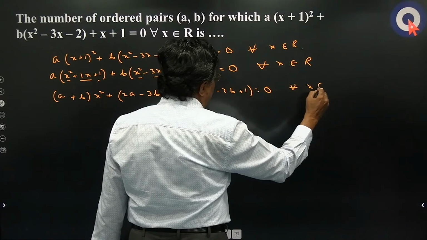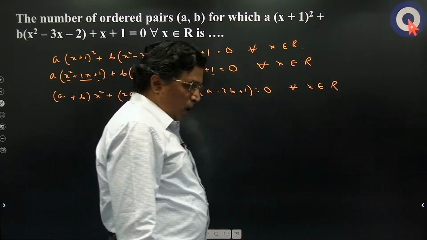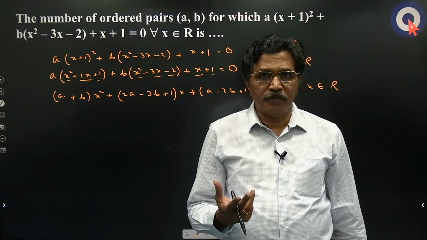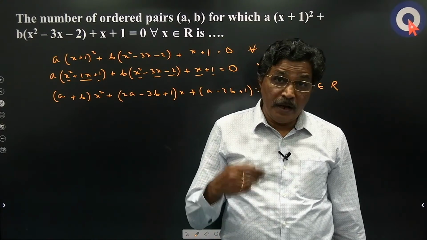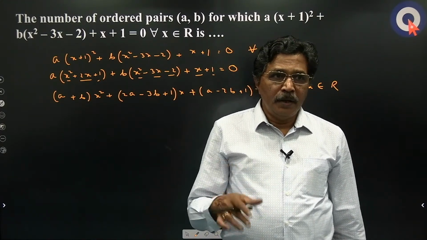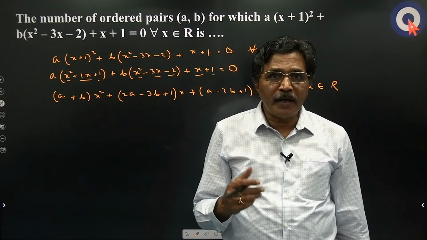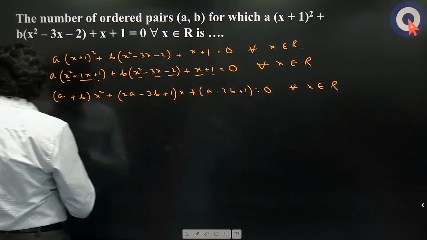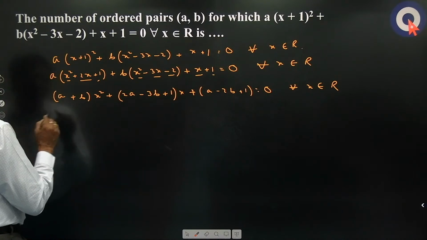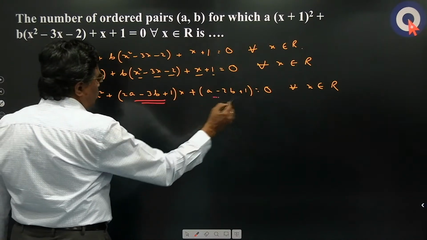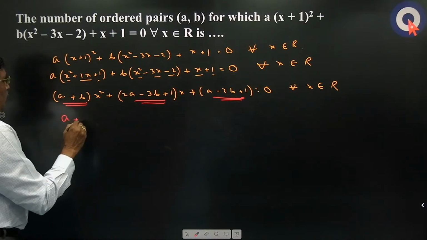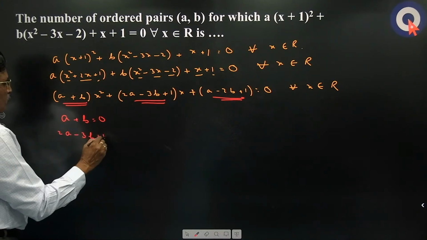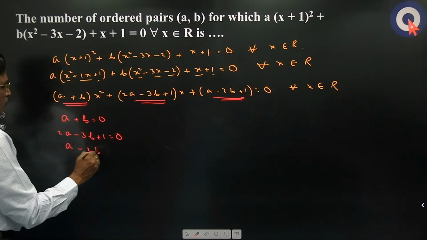See, basically a quadratic equation can be satisfied by at most two values. But if it has to be 0 for every x belongs to R, then it has to vanish identically. No matter what x is, it should become 0. That is possible only when each of these coefficients is equal to zero. So you must have A + B = 0, 2A − 3B + 1 = 0, and A − 2B + 1 = 0.